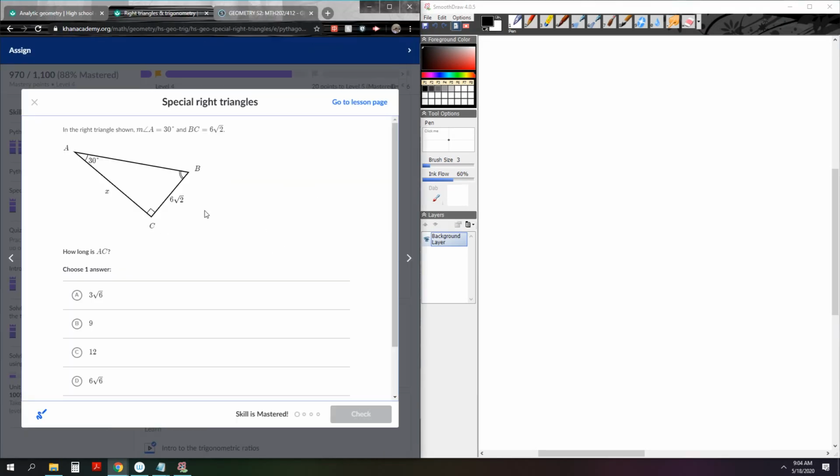Okay, so in this problem, we see that we have a 30, 60, 90, and we're noticing what the sides are. We have x. Okay, so let's actually talk about where these triangles come from.